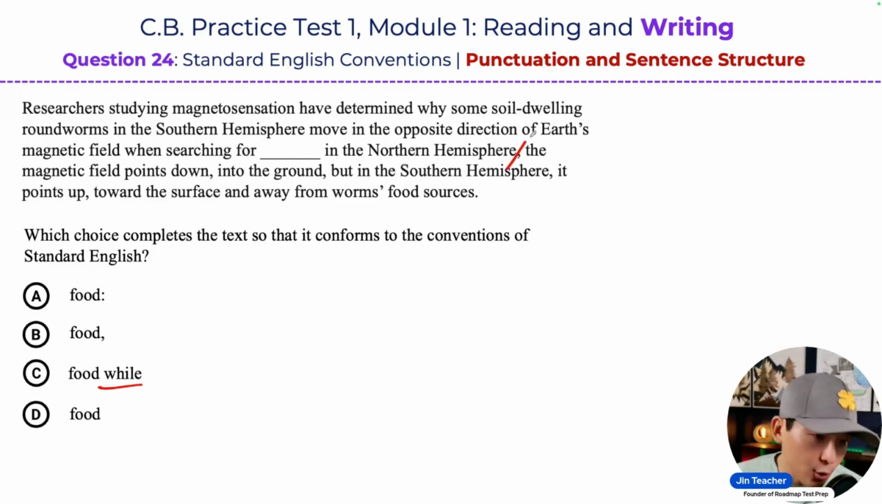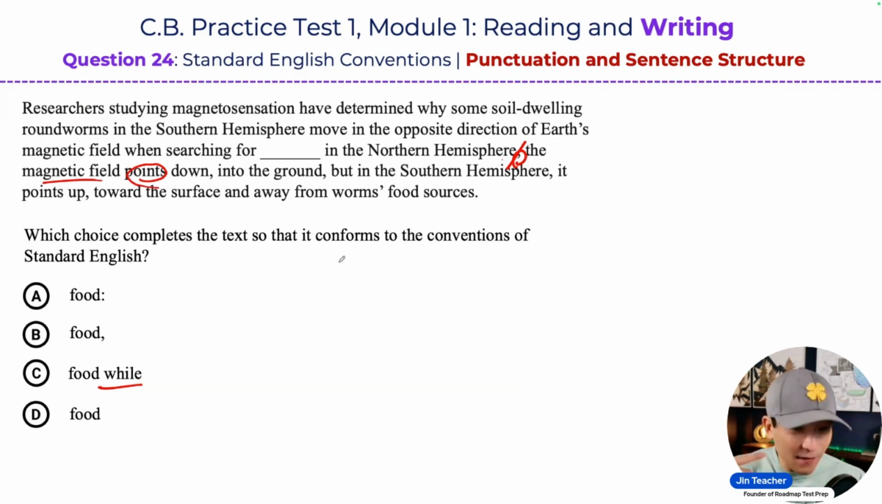So it says, researchers studying magnetosensation have determined why some soil-dwelling roundworms in the Southern Hemisphere move in the opposite direction of Earth's magnetic field when searching for food while in the Northern Hemisphere, right? Kind of a weird or awkward sentence, I know. Doesn't make sense. It's kind of confusing. But if we just look at this grammatically, it kind of sounds like the independent clause ends right over here. And again, now notice that we only have this comma that separates that independent clause from the next one, right? The magnetic field points down, okay?